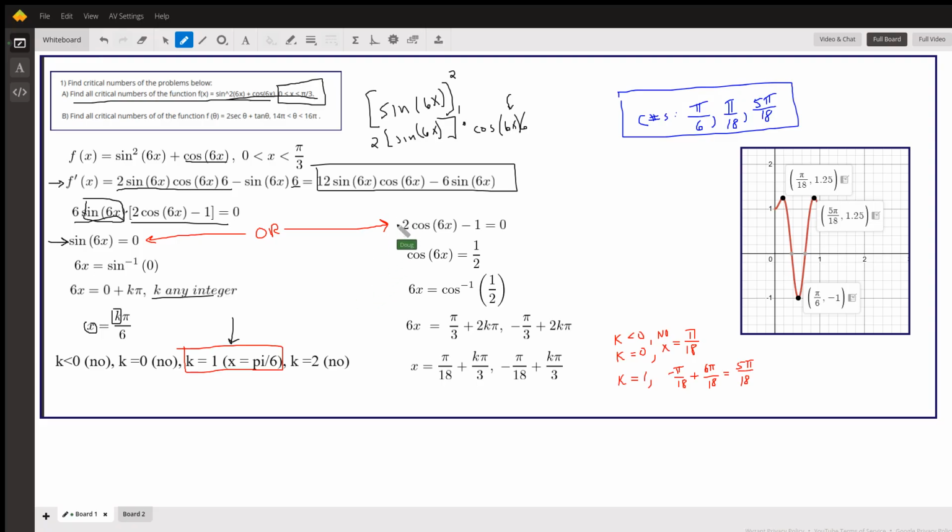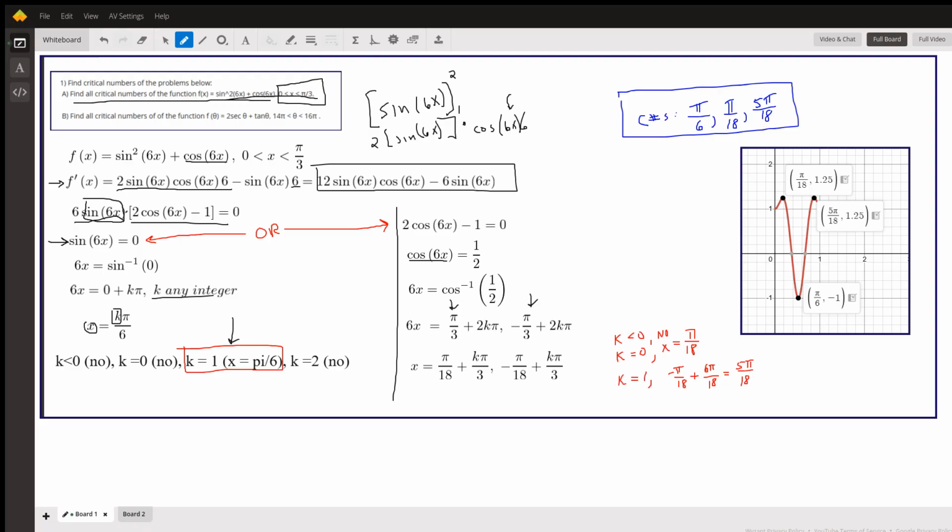For this one, solve for cosine of 6x, we get 1/2. So 6x is the angle that has a cosine of 1/2. That happens at pi over 3 or negative pi over 3. And then you can add on any multiple of 2 pi to those values and end up with the same coterminal angle.